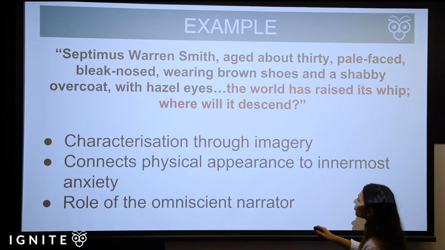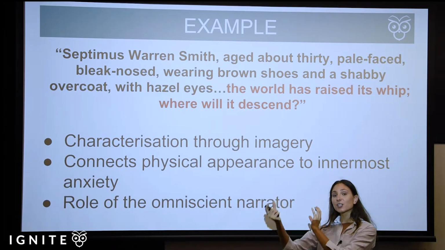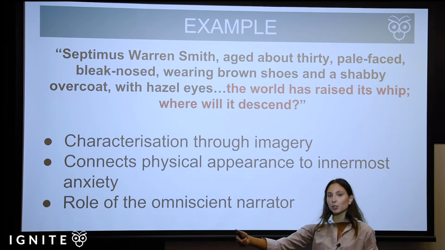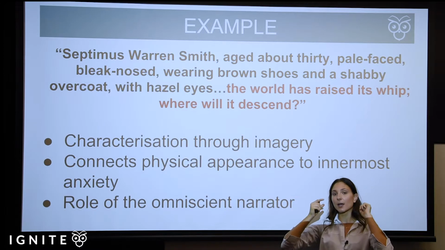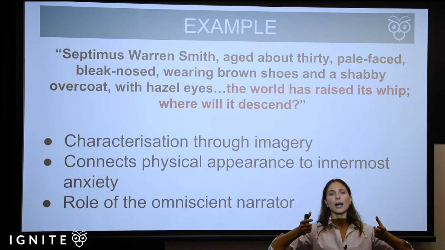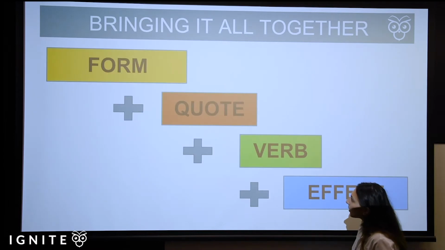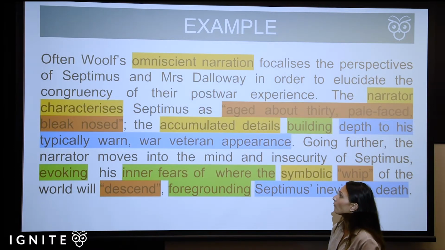So what I've done here is I've tried to highlight for you the two things that characterization functions to do in this quote. On one hand, the imagery shows us the physical appearance, while what I've marked in red dips into the mindset of the character, so we not only get a sense of what they look like, but we can empathize with the intricacies of their mind. So, taking into account all of these elements, let me show you how you would actually take that formal analysis and put it into a body paragraph.